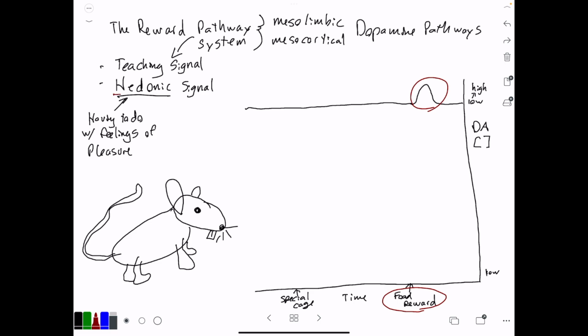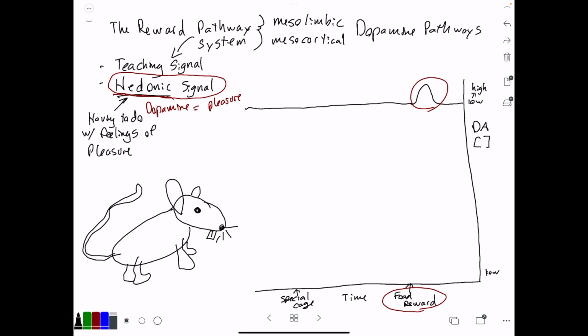Therefore, it must be a hedonic signal, right? It must be dopamine equals pleasure. That this is mediating, this is causing our subjective experiences of pleasure.